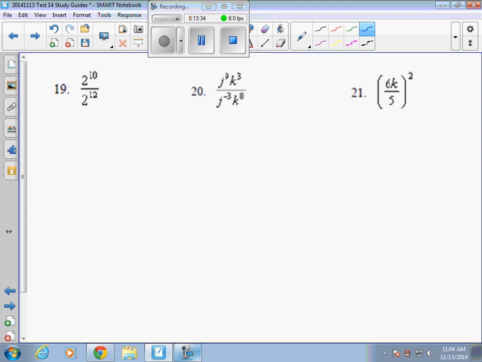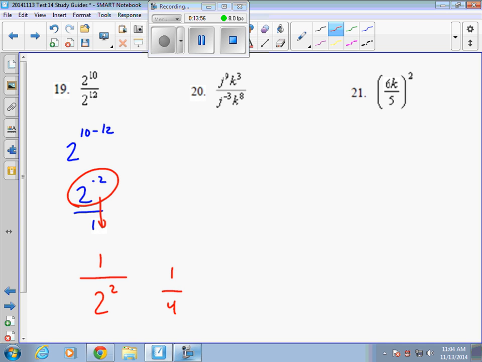19 says 2 to the 10th over 2 to the 12th. Again, same thing, same bases. Subtract the exponents. 2 to the 10 minus 12 is 2 to the negative 2. Can't leave it at the top with a negative exponent. Everything's over 1. It rides the elevator. It goes down. 1 stays at the top. 2 goes down squared, which becomes 1/4.